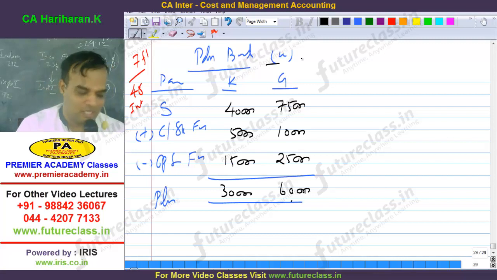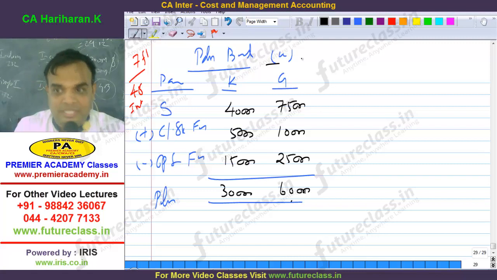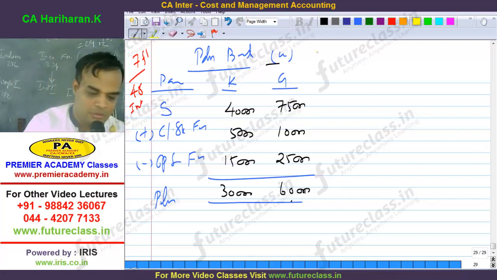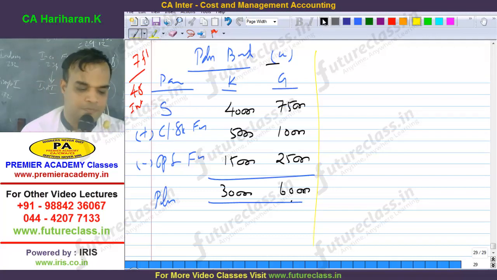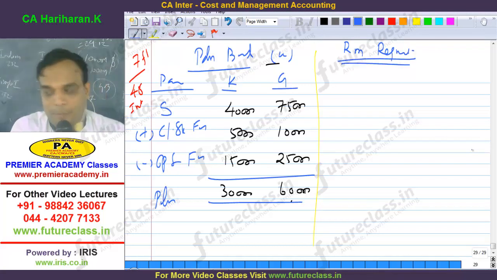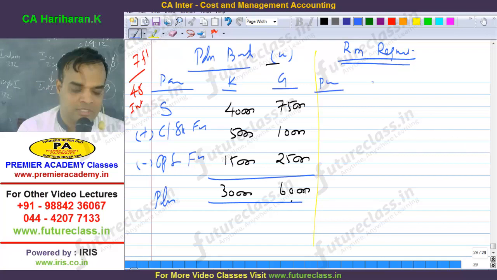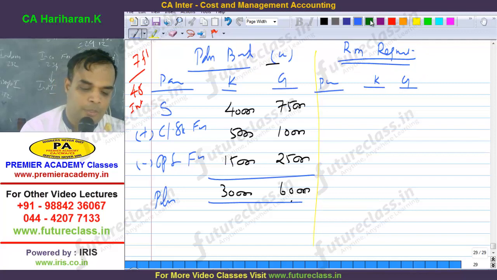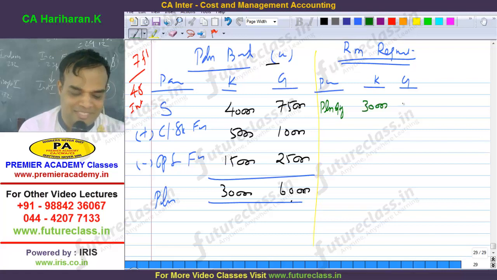In units, right? What is the next requirement? Material requirement budget. Now, the raw material requirement budget. We are going to use the raw material for the purpose of producing the product. Therefore, particulars: what are the products? Production details are available. Production quantity, how much? 30,000.